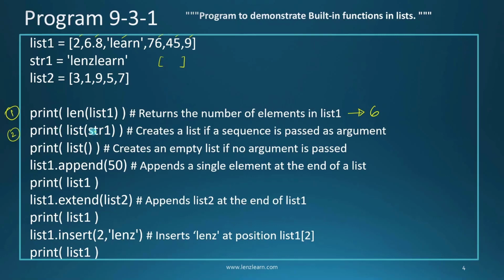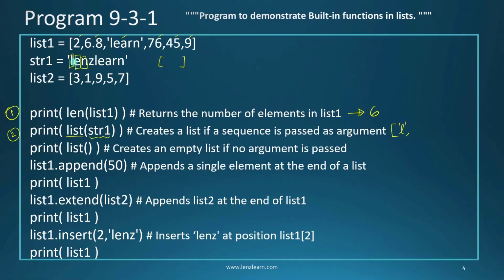Now in the second print statement, I am trying to create a list from this string. Okay, you can see str1 is a string and it has a word inside it, learn. Now I am trying to convert the string into a list. So if you call the built-in function list with the argument str1, then it will create a list by taking each character as separate elements in the list. So it will take the first character L from str1 and it will be loaded as the first element in the list. Then it will put a comma.